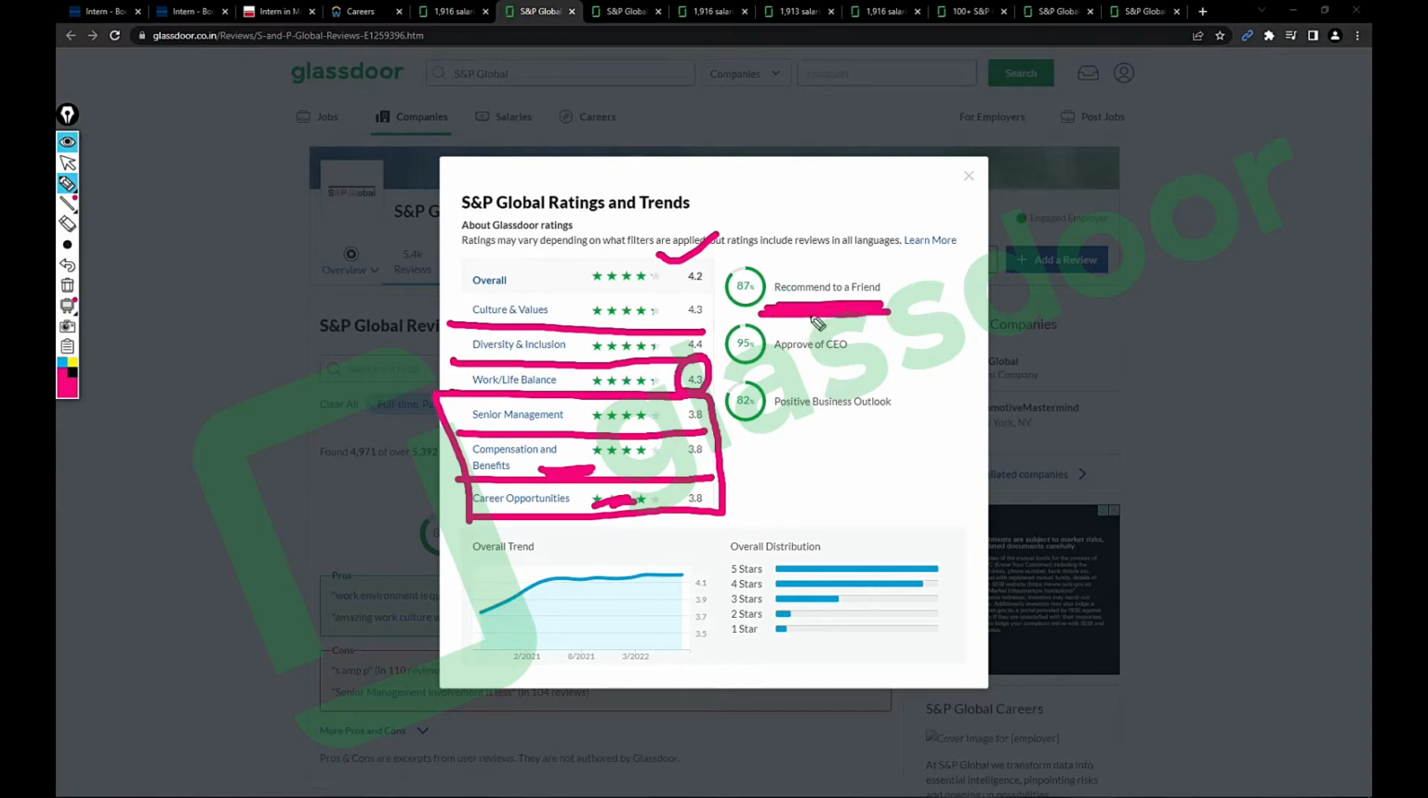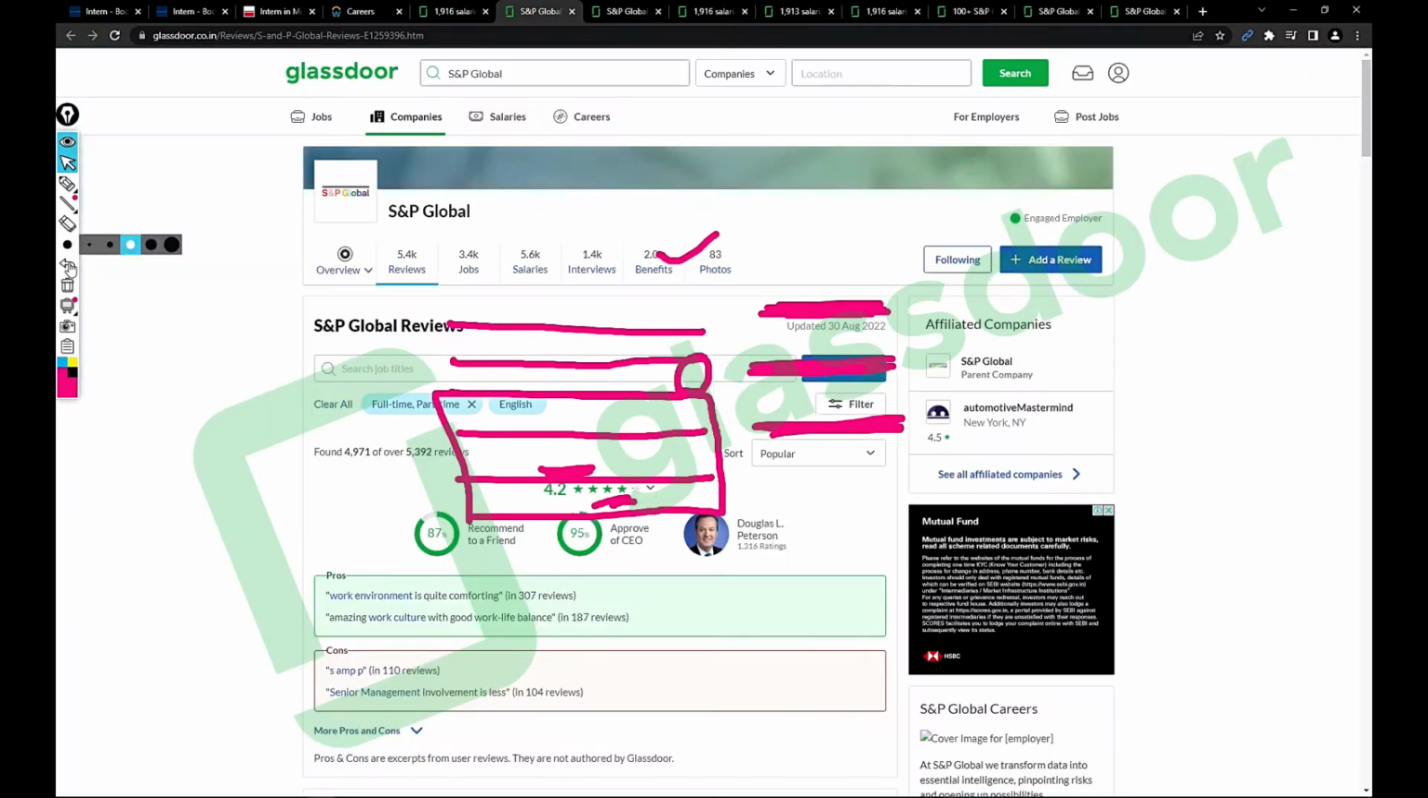87% of the employees recommend their friends to join this company. 95% of the people approve their CEO, whereas for Deloitte and Accenture it was 93 and 94. And 82% say this company has a pretty positive business outlook. So the only thing is, if you need a high salary, or great career opportunities like growth in the current company, promotions or internal movements, it is a bit difficult for you. And that's it as an overall review.